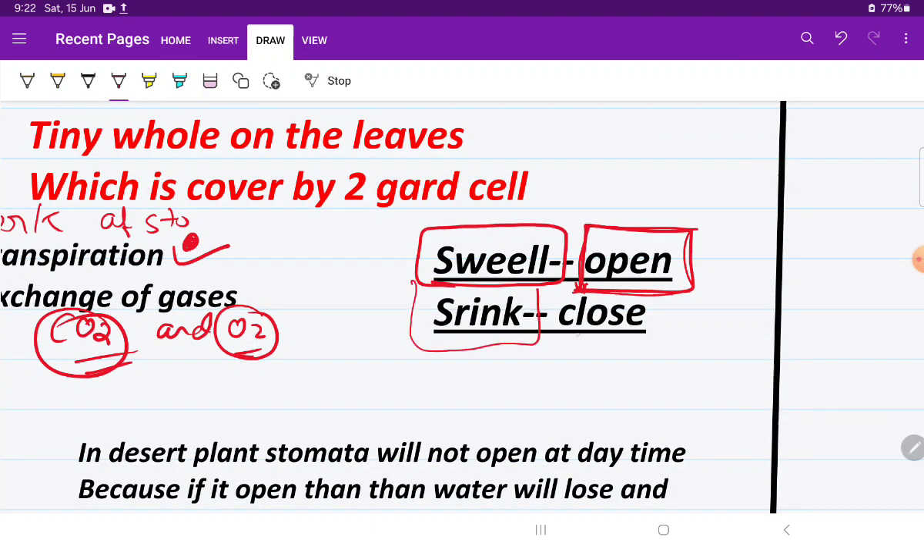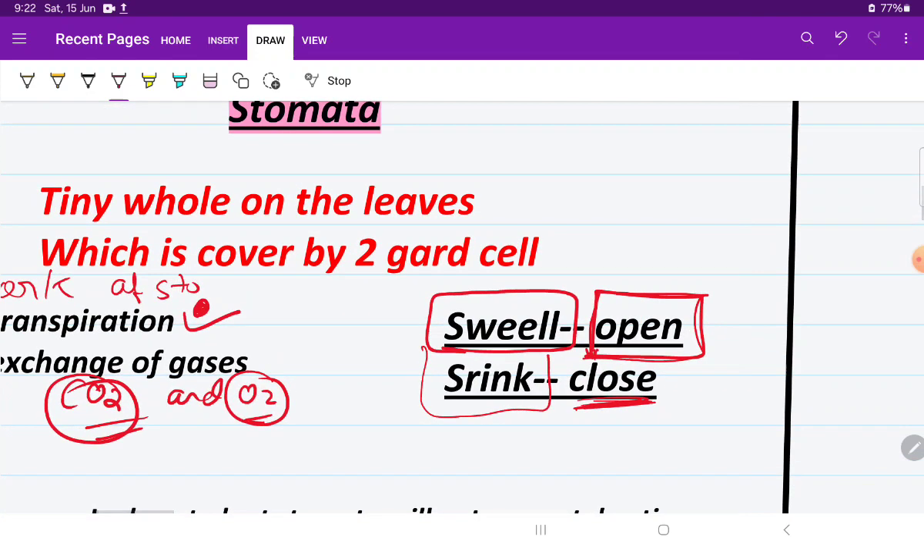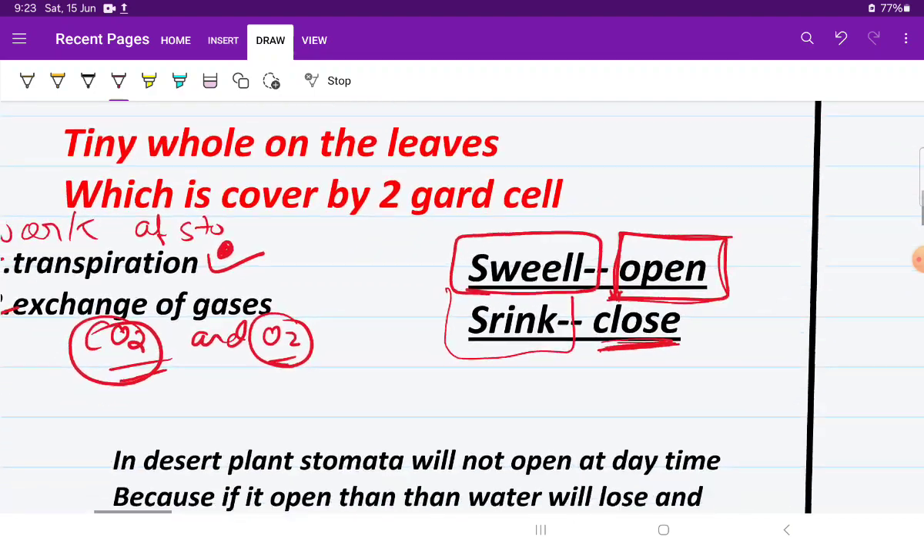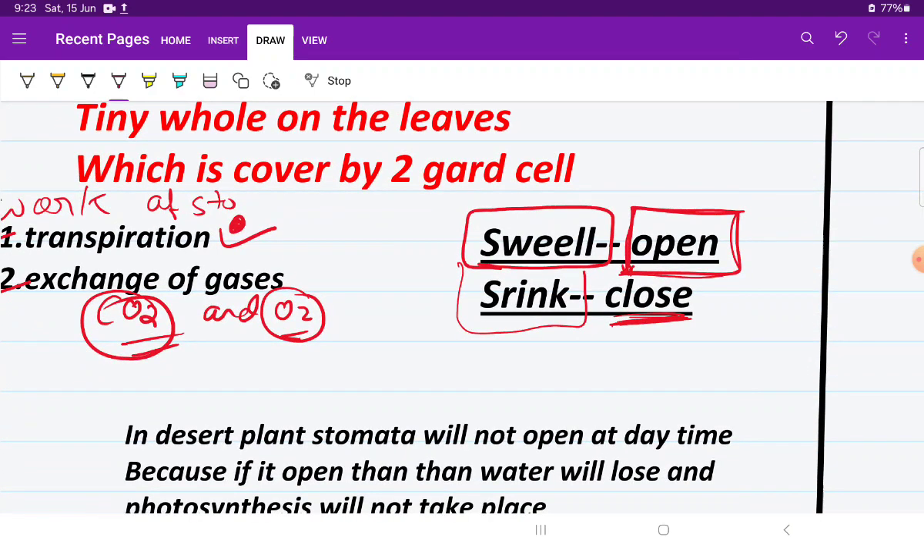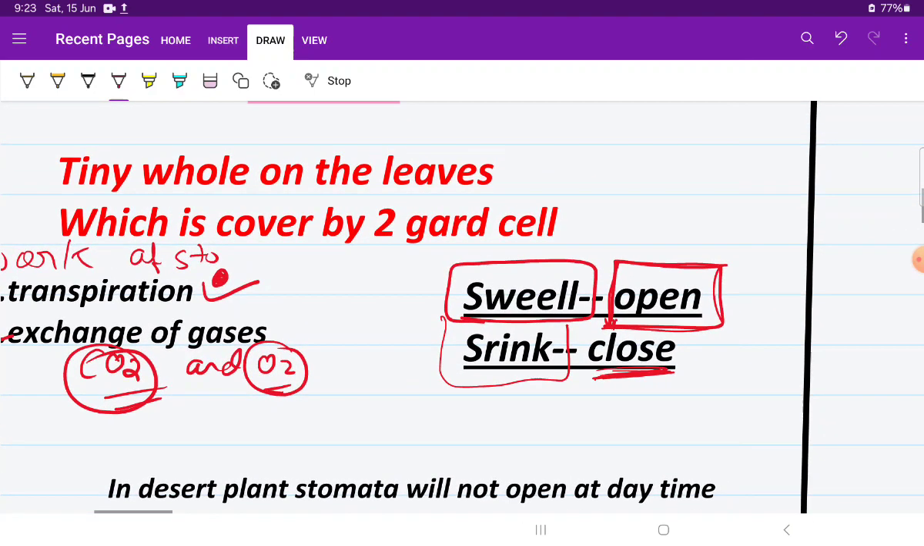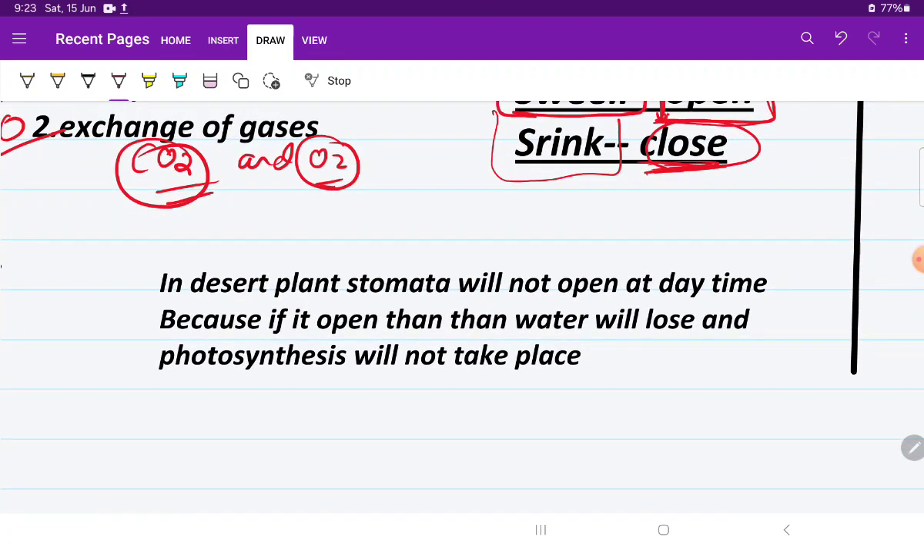And when they shrink, it is closed. When the excess water stored in the guard cells evaporates from their surface, the guard cells will shrink. Then the stomata will close. Okay, this is a general thing, this is for your knowledge only.